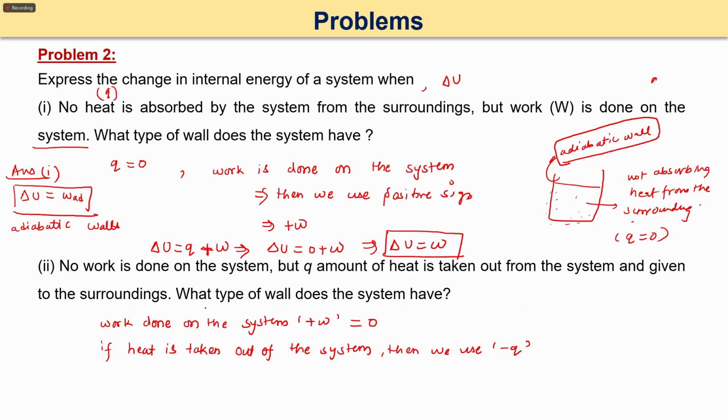Okay, so now we have to calculate delta U. So delta U is Q plus W. Okay, this is from first law, but here heat is taken out from the system, so Q will become negative. So delta U, if we use negative sign, it will become minus of Q plus work done. Work done in this case is 0. So it will give us delta U equal to minus of Q.